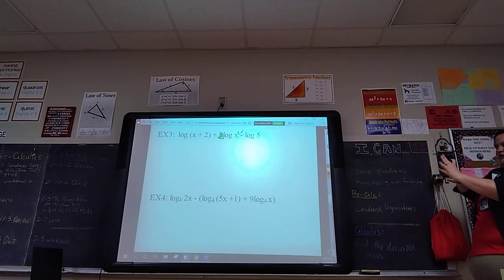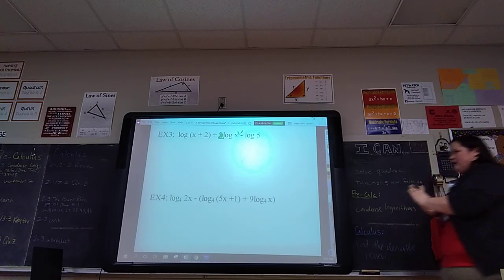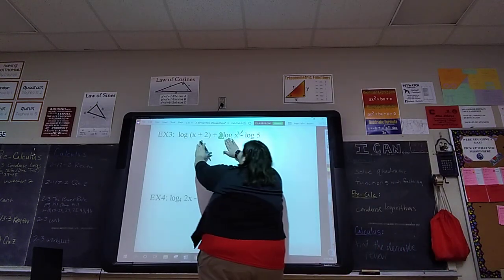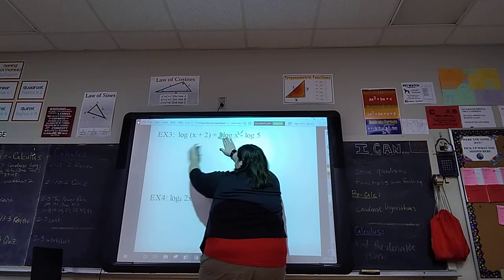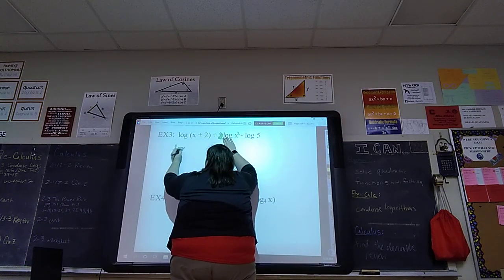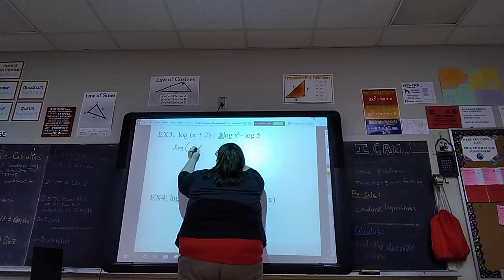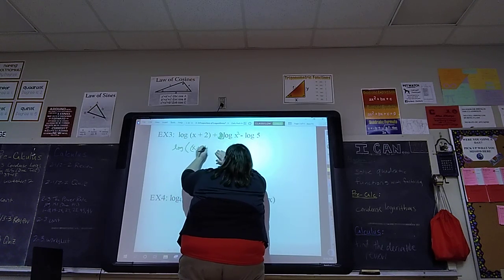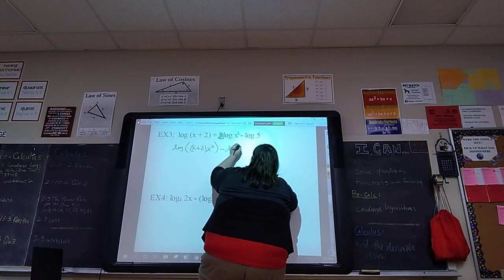So I'm going to condense my first 2 logarithms together, and then I'm going to condense that third one with it. So we're just focused on these 2. These 2 logs, they're being added together. So what does that translate to when I condense? Multiplication. So I'm just going to have 1 log. And then the log is going to be x plus 2 times x squared minus log.